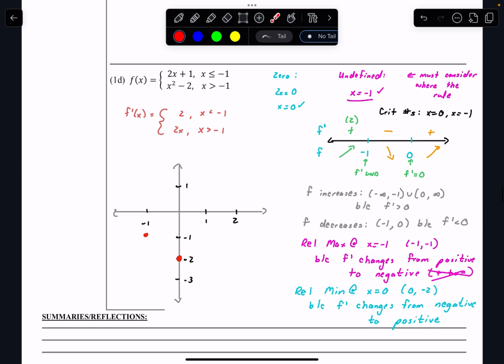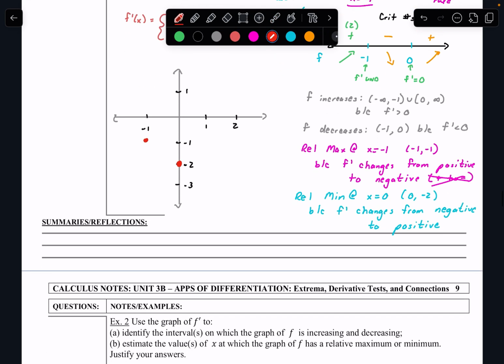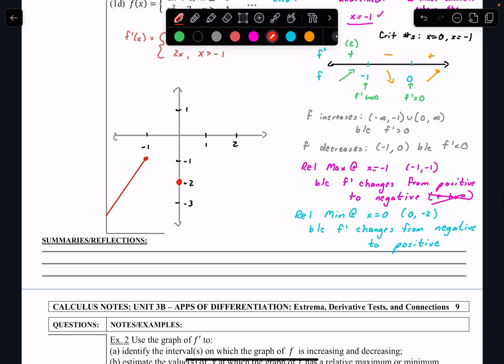Now, just to double check, I do know that this is continuous because when I plug in a -1 on both of these, I end up with a -1. So just to check that, that is another kind of layer that I didn't really look at. But when I graph this, I'm going to have a slope of 2. Right? That's going to be linear, increasing, and then I'm immediately going to go into this quadratic.